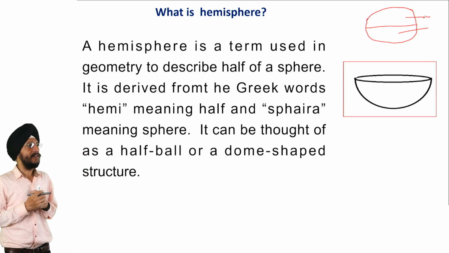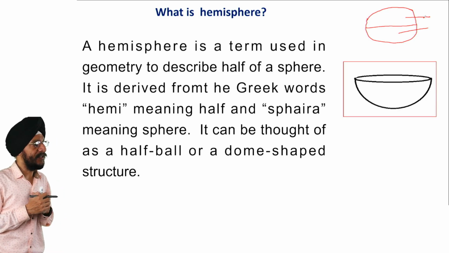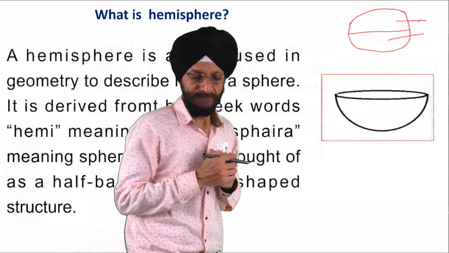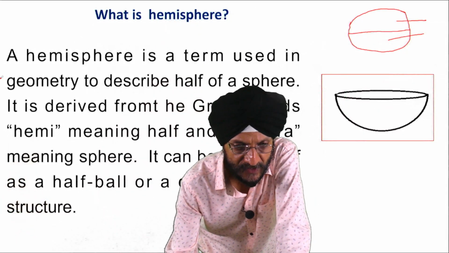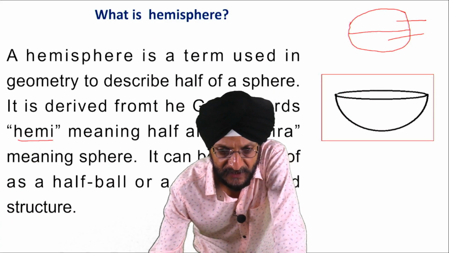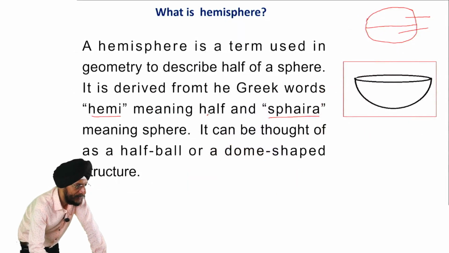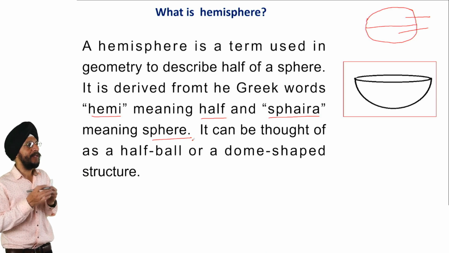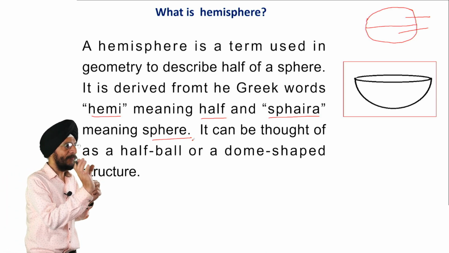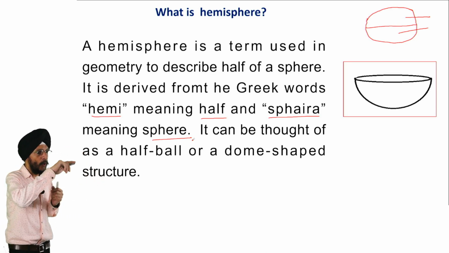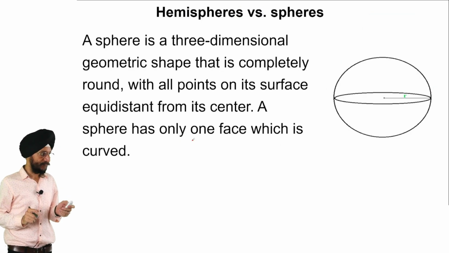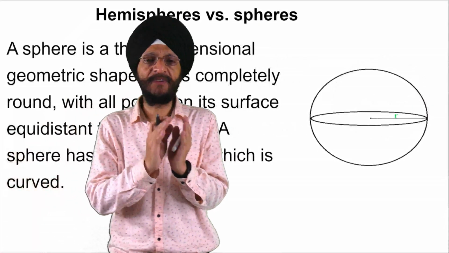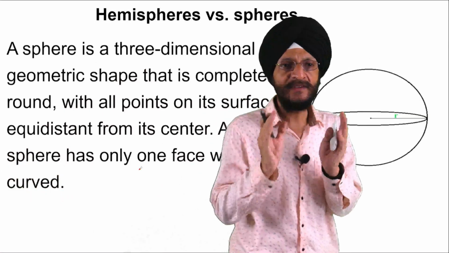The word hemisphere is derived from the Greek words hemi and sphaira. Hemi means half and sphaira means sphere. A hemisphere can be thought of as a half ball or a dome shaped structure. Now, what is the difference between hemisphere and sphere?